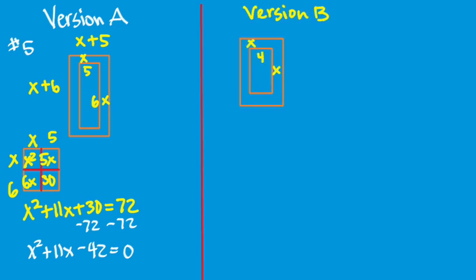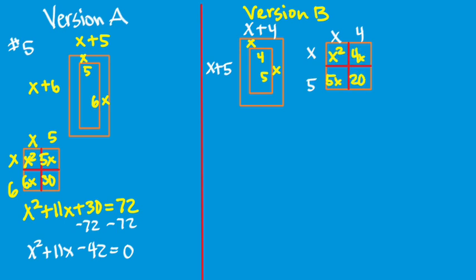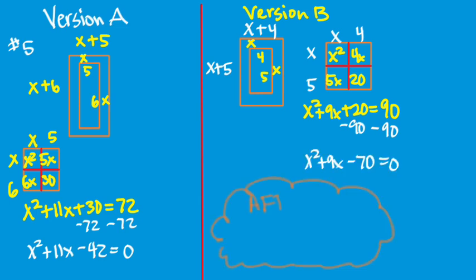On the B value, when I do this, I'm going to get x plus 5 and x plus 4. And I go ahead and do my box, FOIL, or stack, and I end up with x squared plus 9x plus 20 equals 90 this time, and I solve.